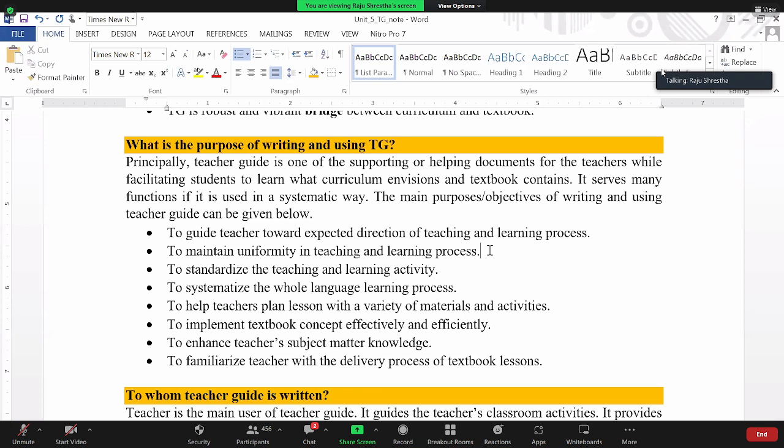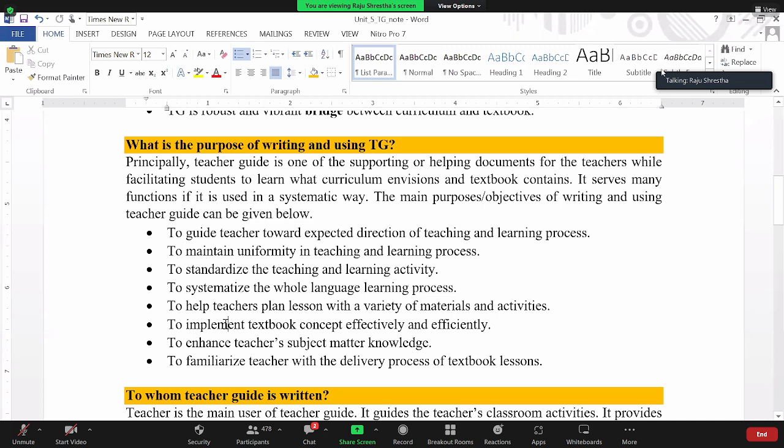So TG is useful to guide the direction, to maintain the uniformity and consistency in teaching and learning, to maintain the standard of teaching and learning, and to systematize the whole language learning process, and to help teachers to plan everyday lessons. Help teachers to plan everyday lesson activities with a variety of materials and activities. So TG helps teachers to do their job in a professional way.